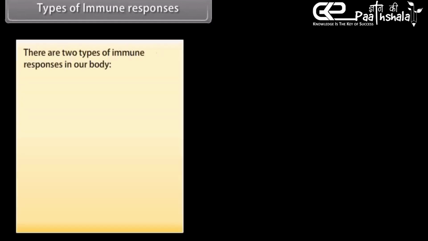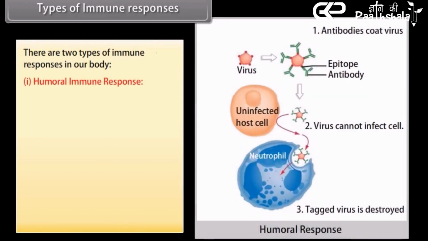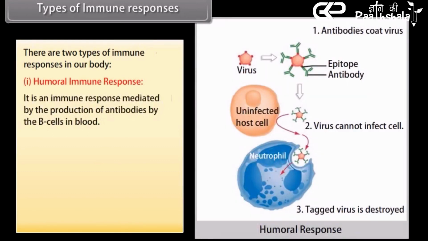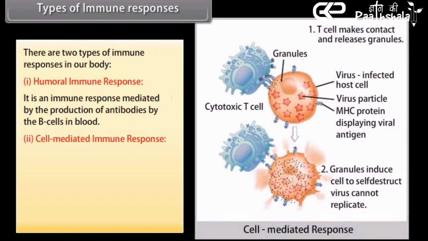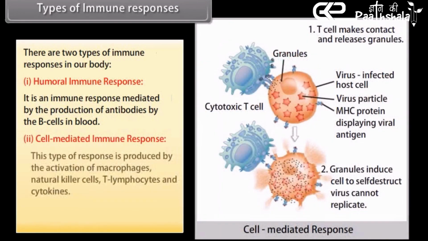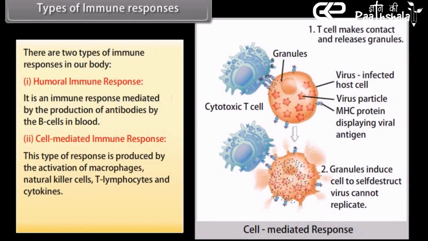Types of immune responses. There are 2 types of immune responses in our body. Humoral immune response. It is an immune response mediated by the production of antibodies by the B cells in blood. Cell-mediated immune response. This type of response is produced by the activation of macrophages, natural killer cells, T lymphocytes, and cytokines. This type of response is mediated by T lymphocytes.